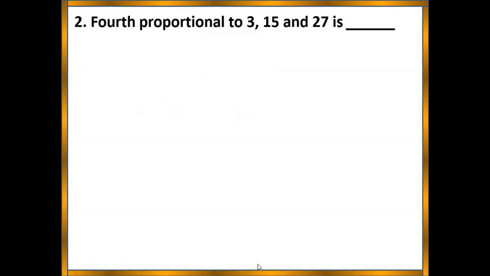Find the fourth proportion of 3, 15 and 27. So what is the value of the fourth proportion of A, B, C? A value 3, B value 15, C value 27. D is equal to BC by A. 15 into 27 by A.